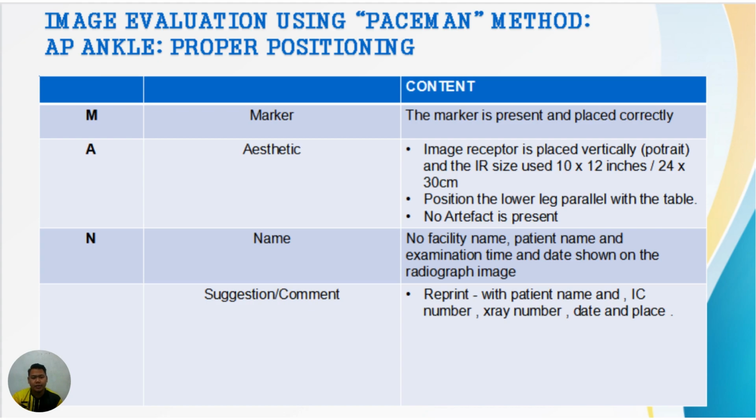Next is A, which stands for aesthetic. On this image, the aesthetic value, which is the image receptor, is placed vertically, portrait position, and the image receptor size used is 10 times 12 inches or 24 times 30 centimeters, and the lower leg is positioned parallel with the table. And the last aesthetic value is that no artifact is present on this image.